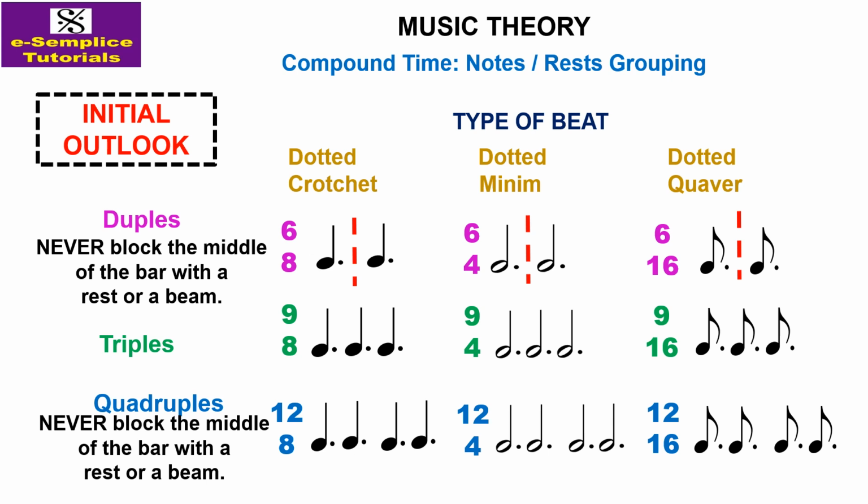Same thing for the quadruples. Never block the middle of the bar with a rest or a beam. That's the middle of the bar for 12/8, middle of the bar for 12/4, middle of the bar for 12/16. So no matter what you are doing, ensure you don't block the middle of the bar, whether working with notes or rest. And for shorter note values, don't allow any beam to block the middle of these time signatures.